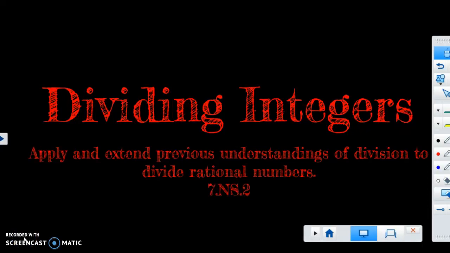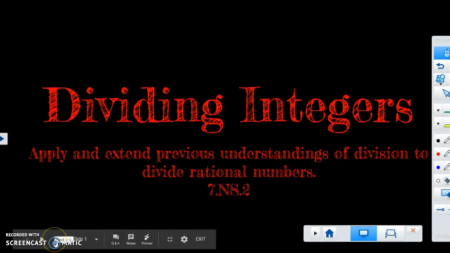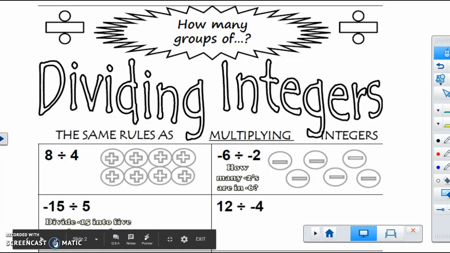Today we're going to divide integers. You are going to take everything you already know about division and just add a little change of negative and positive numbers. So let's get started. Make sure you have your doodle notes and some markers.